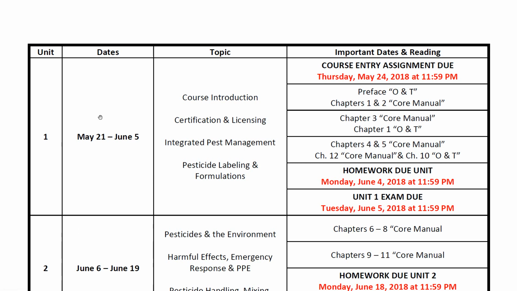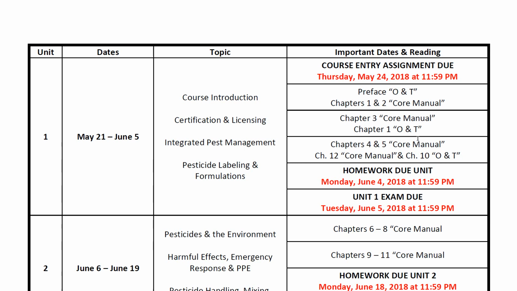We have our topics: course introduction, and that's what we're doing right now. Then we're going to study certification and licensing, integrated pest management, and then jump into pesticide labeling and formulations. Here are your important dates and reading. Let's make sure we get that course entry assignment done by Thursday, May 24th, just 1 minute shy of midnight. You'll need to read your preface in your Ornamentals and Turf magazine. The O and T stands for Ornamentals and Turf. Then we'll jump to chapters 1 and 2 in your core manual, then chapter 3 in your core manual, then chapter 1 in your Ornamentals and Turf, then back to the core manual for chapters 4 and 5, then chapter 12 in your core manual, and last, chapter 10 in your Ornamentals and Turf.